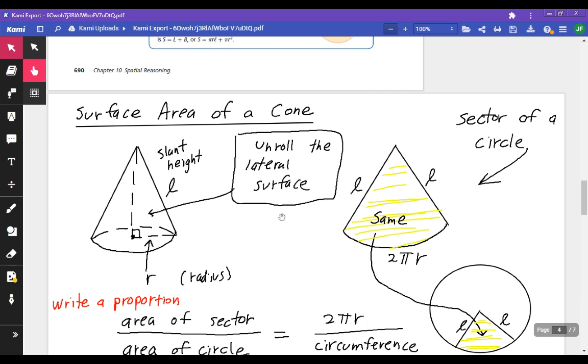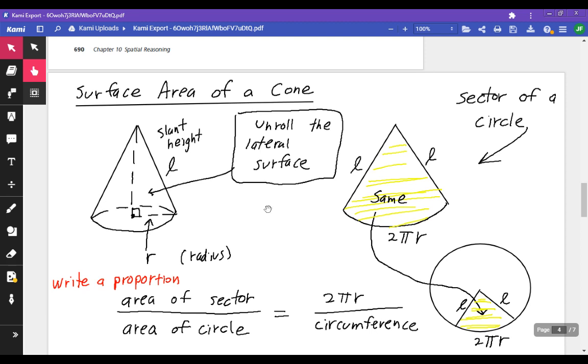Okay, so we're doing the surface area of a cone. Well, part of it's pretty easy. Part of the surface area of a cone is just the base, which is a circle. So that's pi r squared. The hard part is how do we get the surface area of the cone part? Like if you're eating an ice cream cone, it's the cone part. How do you get that? Well, you're going to have to use your imagination on this.